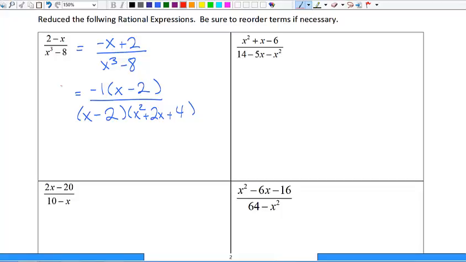Is there anything in the numerator and anything in the denominator that looks exactly the same that I can divide out now that I have factored and made these products? So the opposite of multiply is divide, and x minus 2 divides out. I'm left with negative 1 in the numerator and x squared plus 2x plus 4 in the denominator. You can use parentheses on the denominator or not.